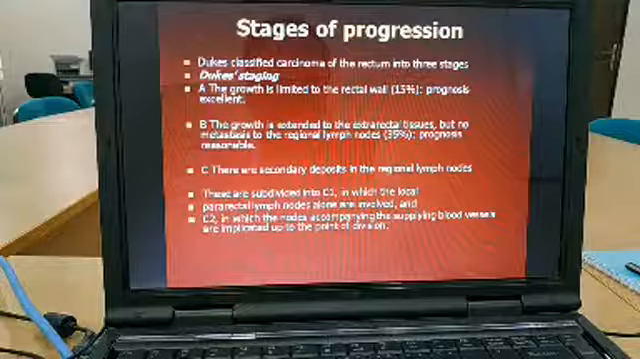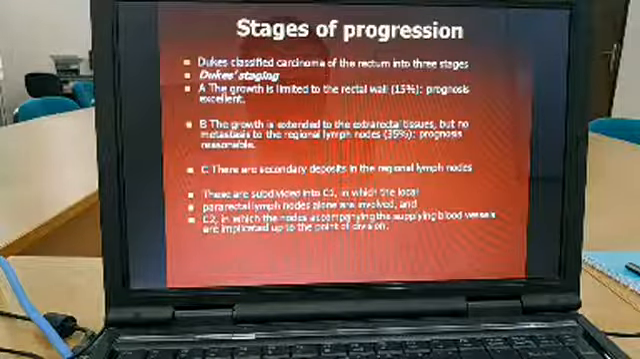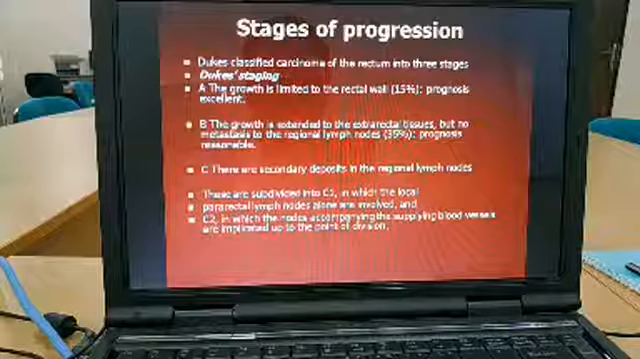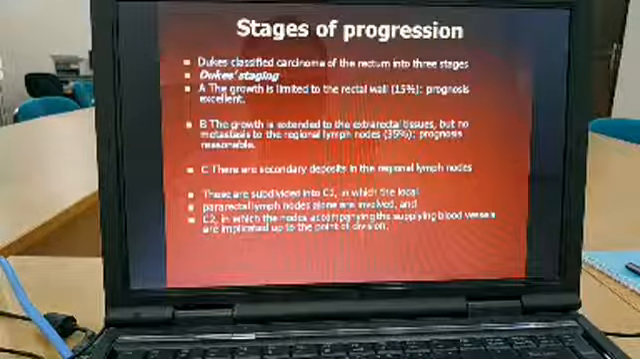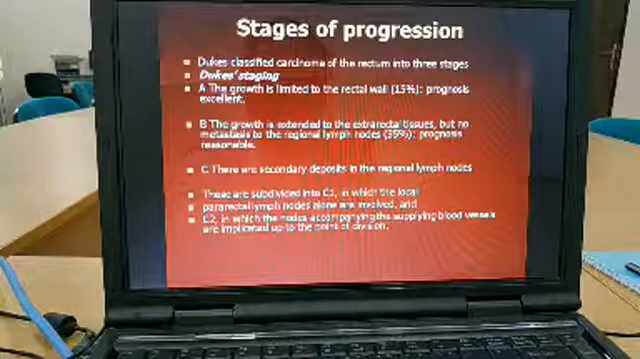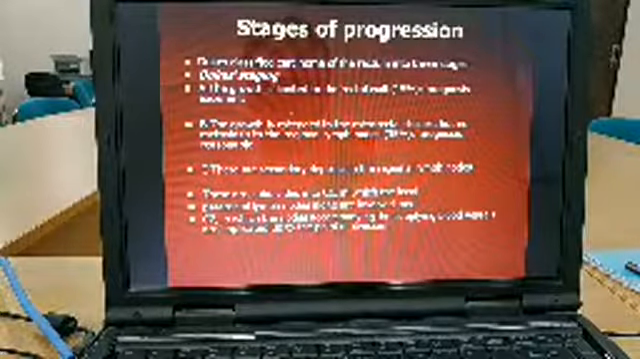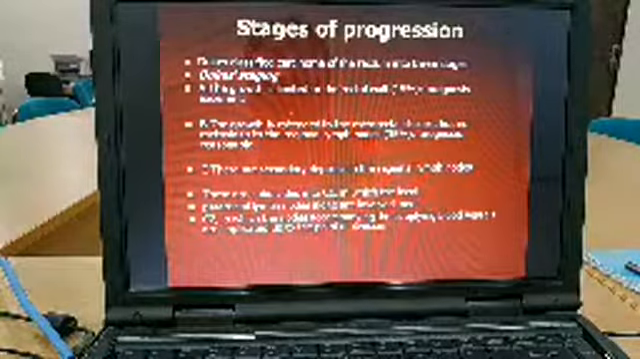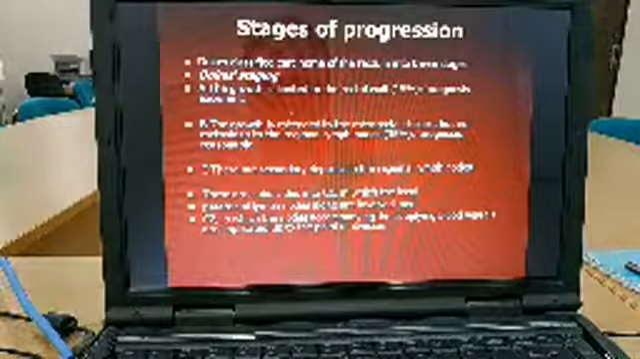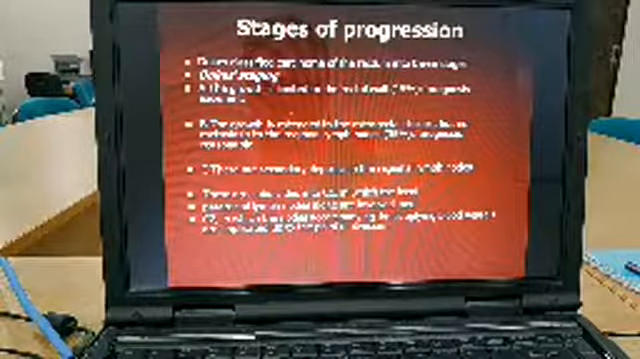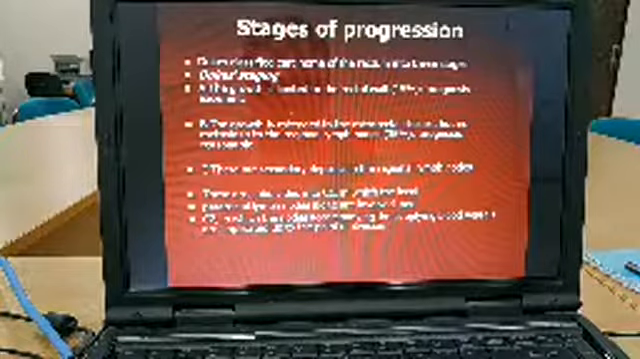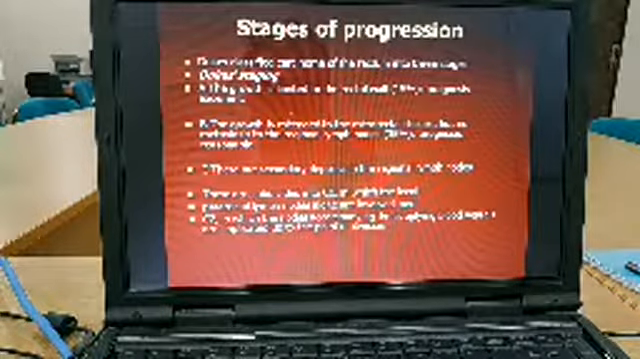You have to memorize this. Often in the exam, students are asked about the staging methods used in case of colorectal malignancy. So you have to say, sir, Dukes staging is used. There are 3 stages: stage A, stage B, and stage C, and again C is divided into C1 and C2. So this is very, very important.